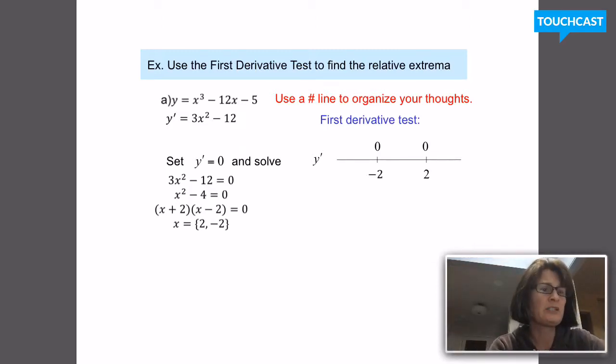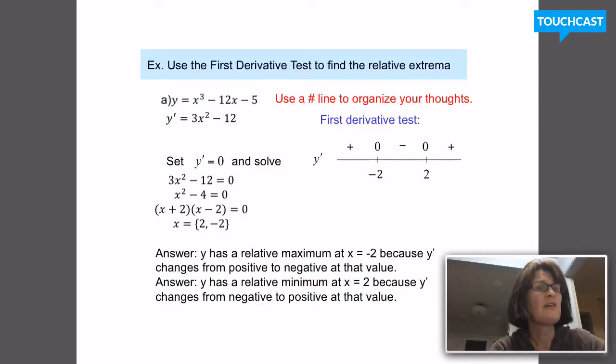I'm going to test a point from each interval. If I test a value that's less than 2, I get negative results. If I test a value between negative 2 and positive 2, let me try that one more time. If I test a value less than negative 2, I get positive results.